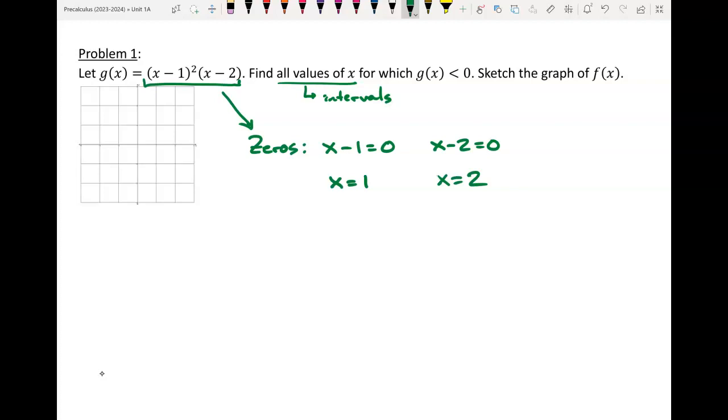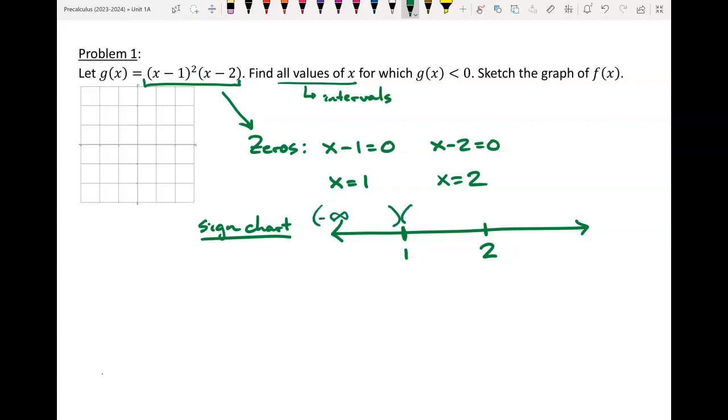So we're going to go ahead and build our sign chart. So those are our zeros. Now a sign chart, again, is just a number line. So just get a nice number line going on here. We're going to go ahead and put our two critical points, 1 and 2. So we have three intervals here. Our first interval is from -infinity to 1, from 1 to 2, and from 2 to positive infinity.